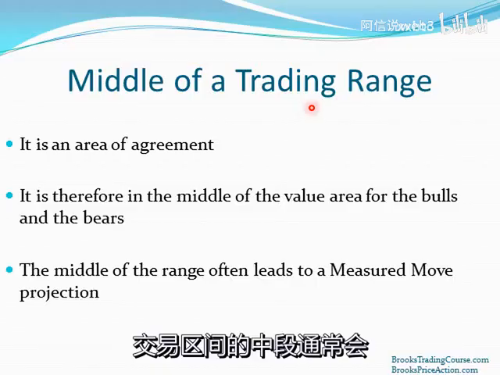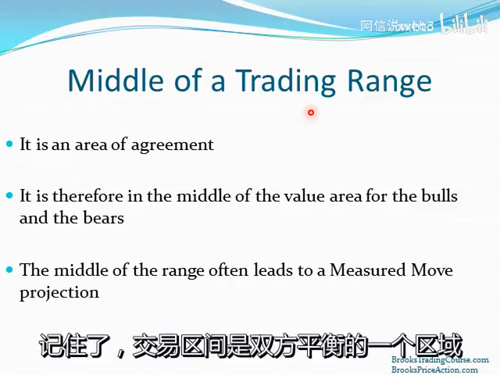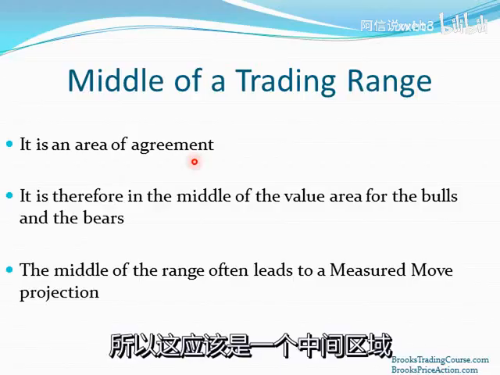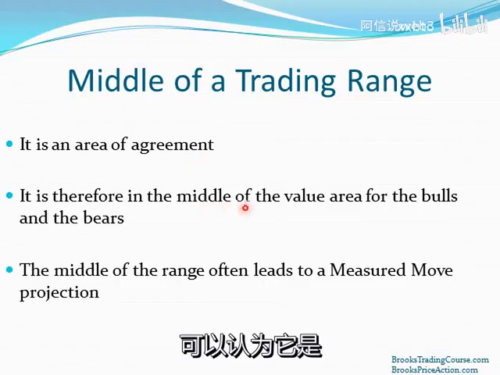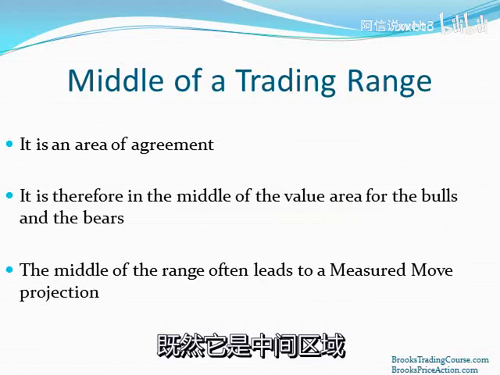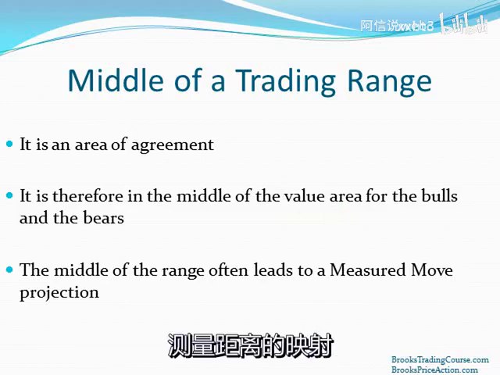The middle of a trading range often provides a way to create a measured move projection. Remember, a trading range is an area of agreement. The bulls agree that it's a good place for putting on longs. The bears agree that it's a good place to put on shorts. So it's probably the middle of something. It's probably the middle of the value for both the bulls and the bears. So if it's the middle of something, it can lead to a projection, a measured move projection.